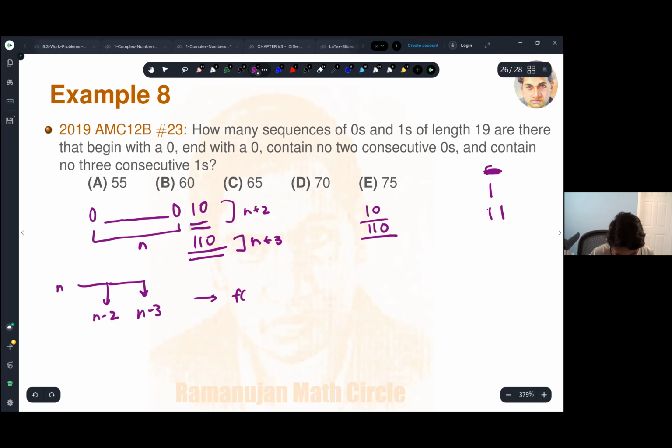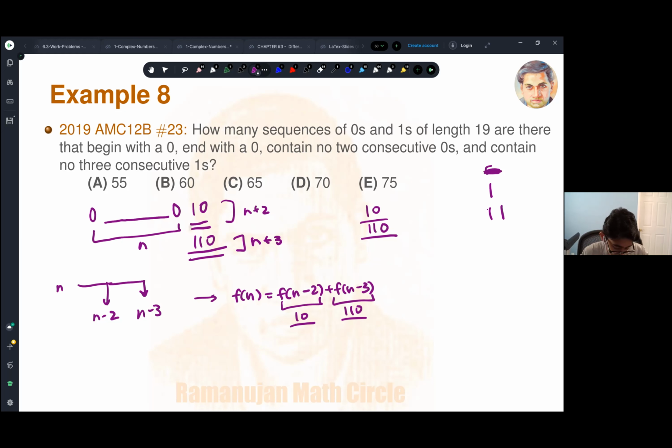So we can write our recursive sequence as f of n is equal to f of n minus 2 plus f of n minus 3, because this is for the condition that the sequence ends with 1 1 0, and this is for the condition that the sequence ends in 1 0. Or I should technically say 0 1 0 and 0 1 1. Okay, something like that.